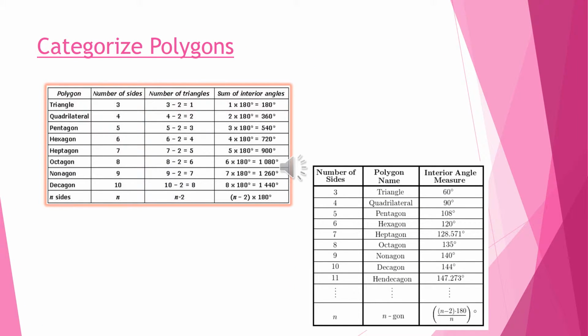The tables below split the polygons into groups based on their number of sides, their angle sums, and their interior angle measures.